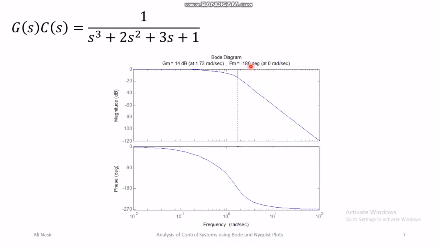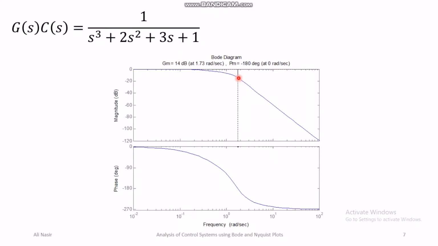Usually we do not write the negative sign in front of phase margin. Phase margins are positive. And then gain margin is determined at the phase crossover frequency. At the phase crossover frequency the gain is minus 14 dB. So the negative of the minus 14 dB is plus 14 dB.